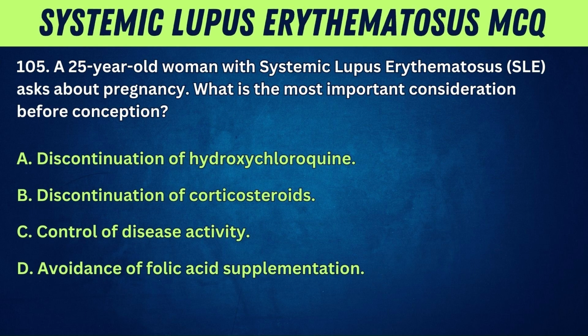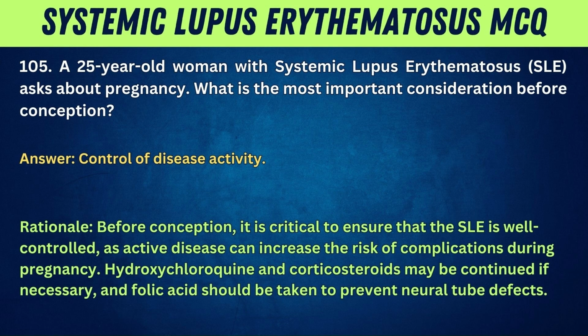105. A 25-year-old woman with systemic lupus erythematosus, SLE, asks about pregnancy. What is the most important consideration before conception? A. Discontinuation of hydroxychloroquine. B. Discontinuation of corticosteroids. C. Control of disease activity. D. Avoidance of folic acid supplementation. Answer: control of disease activity.